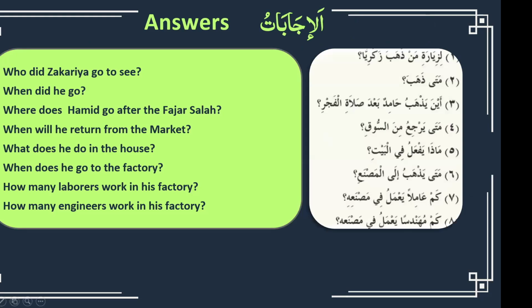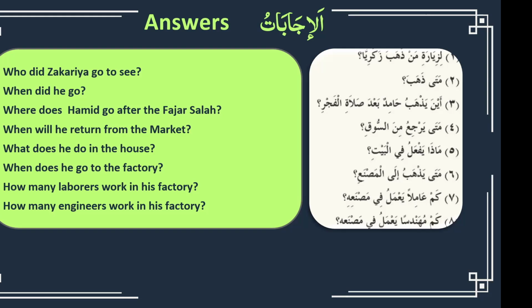Now I will give you the answer for all of these questions that you see up in front of you. So the first one was who did Zakaria go to see? The answer for this question is he went to see Hamid. ذهب لزيارة حامد. Very good. The second one is Mata Zahaba. When did he go? The answer will be he went after the Fajr prayer. ذهب بعد صلاة الفجر. Very good.